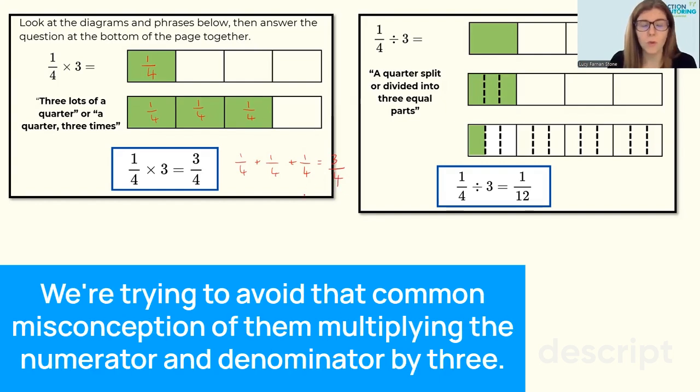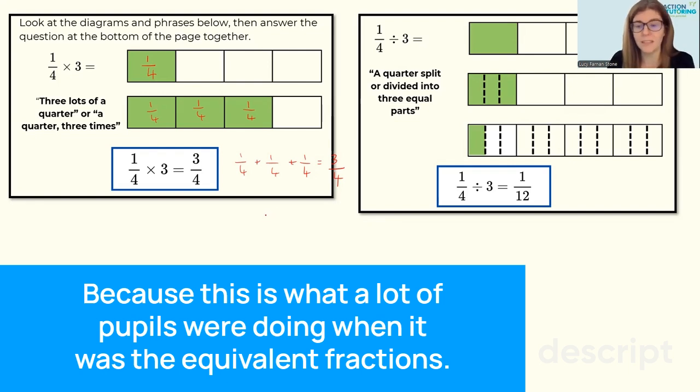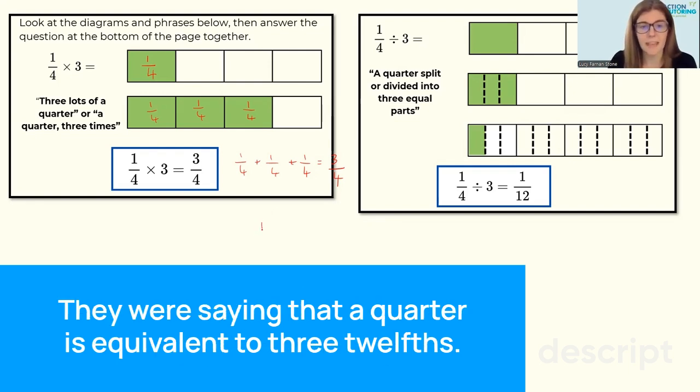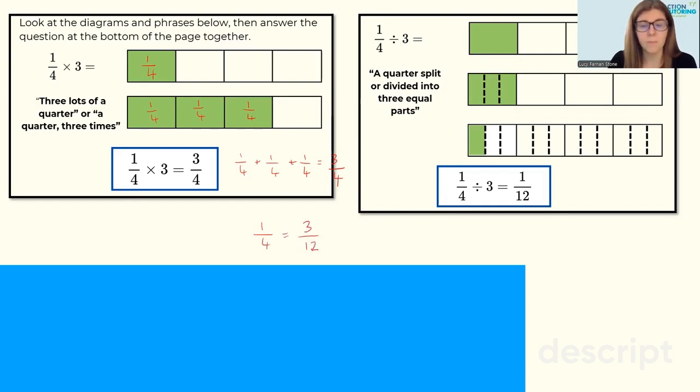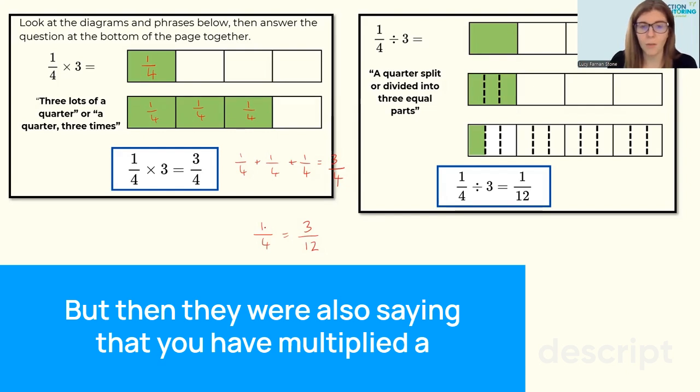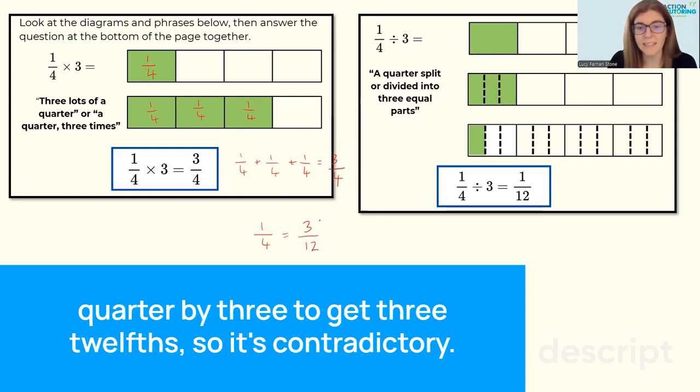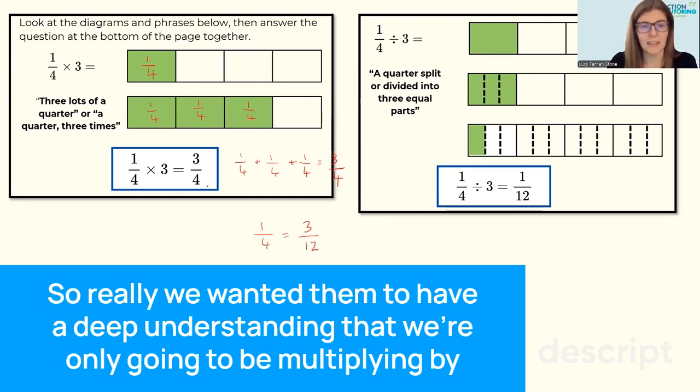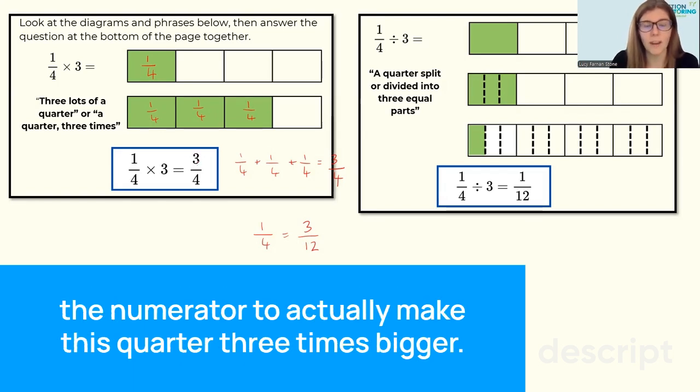We're trying to avoid that common misconception of them multiplying the numerator and denominator by 3. Because this is what a lot of pupils were doing when it was the equivalent fractions. They were saying that a quarter is equivalent to 3/12, but then they were also saying that you have multiplied a quarter by 3 to get 3/12, so it's contradictory. So really we wanted them to have a deep understanding that we're only going to be multiplying the numerator to actually make this quarter 3 times bigger.